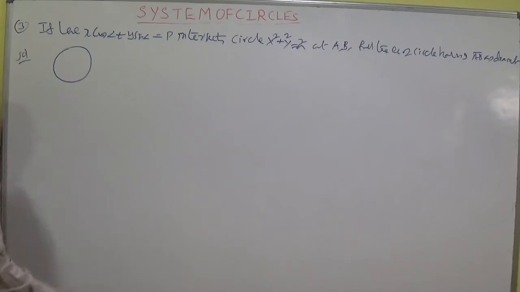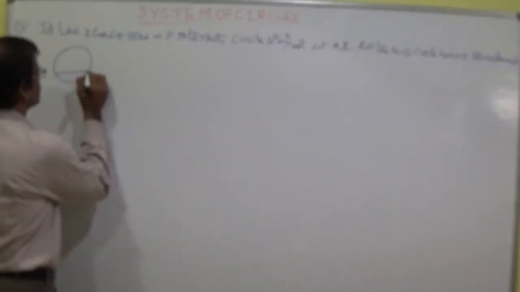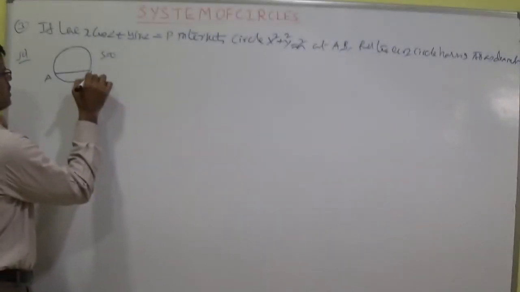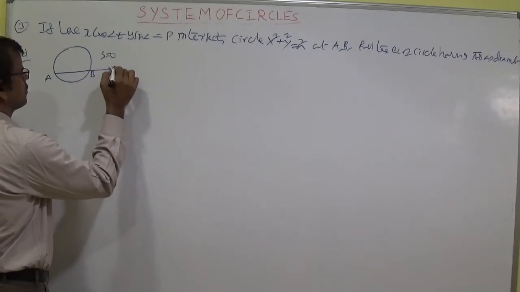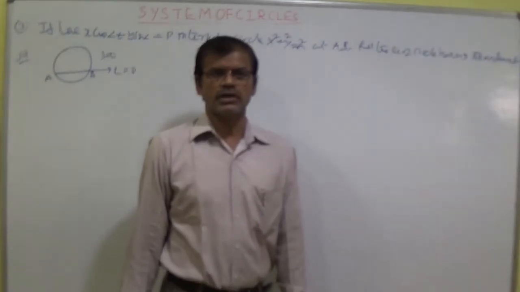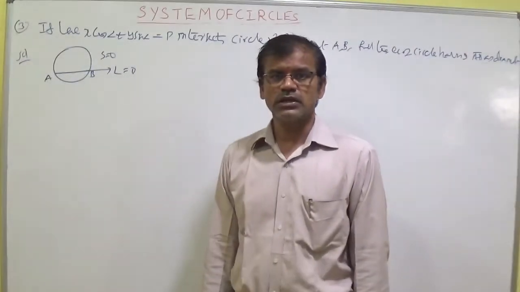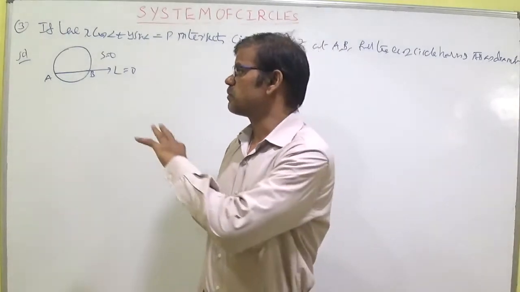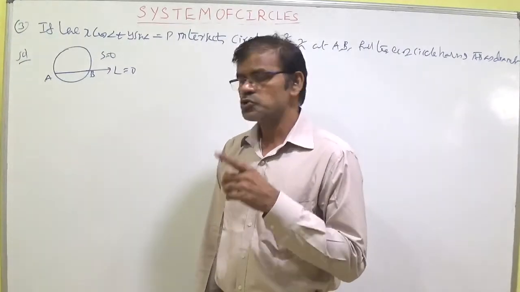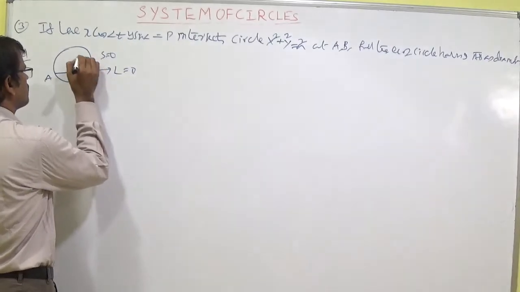Draw like this, AB as diameter. This is a circle, S is equal to 0. This is the line AB, L is equal to 0. The line x cos alpha plus y sin alpha equal to p intersects the circle in two distinct points. We should calculate the equation of the circle which is passing through the points of intersection A and B, and the circle should have AB as the diameter. So AB is the diameter.